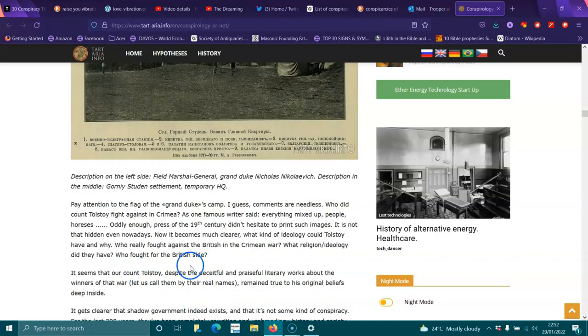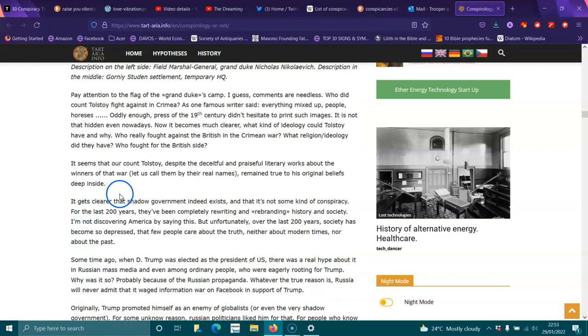It seems that our Count Tolstoy's desperate and deceitful, praiseful literary works about the winners of the war, let us call them by their real names, remain true to his original beliefs deep inside. Let's get clear that the shadow government indeed exists and that it's not some kind of conspiracy. For the last 200 years, they have been completely rewriting and rebranding history and society. I'm not discovering America by saying this, but unfortunately, over the last 200 years, society has become so depressed that few people care about the truth, neither about modern times nor about the past.